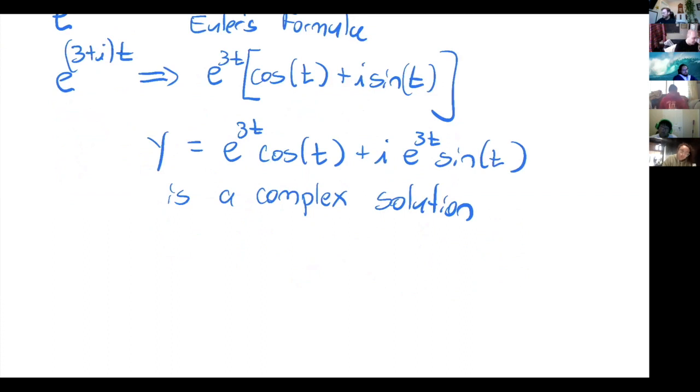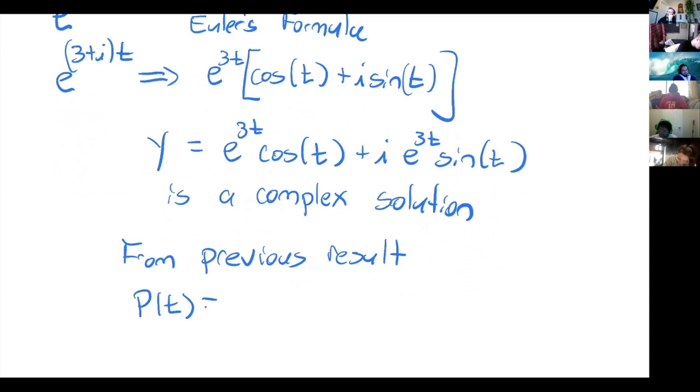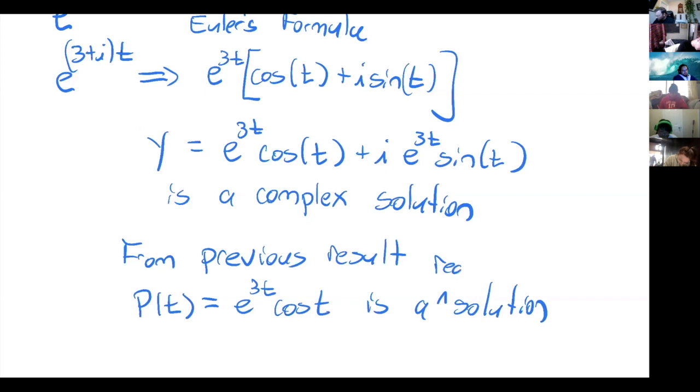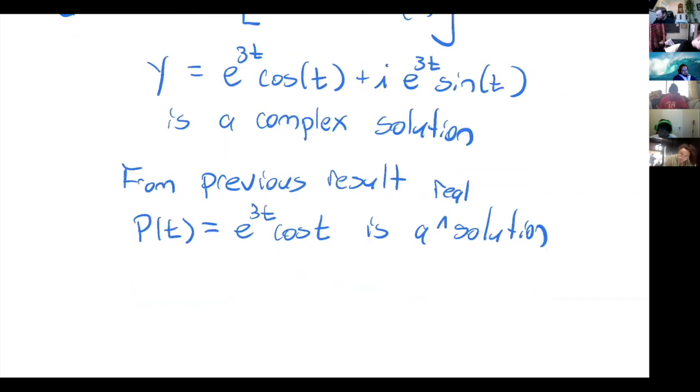And then from the previous result, we know that P of t, which is the real part, is a real solution. And so is Q of t. Okay, and so now we can ignore the i, and we've got two real solutions.